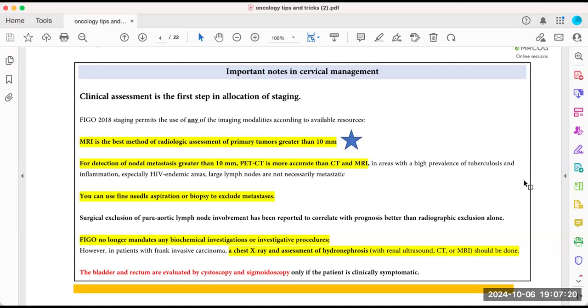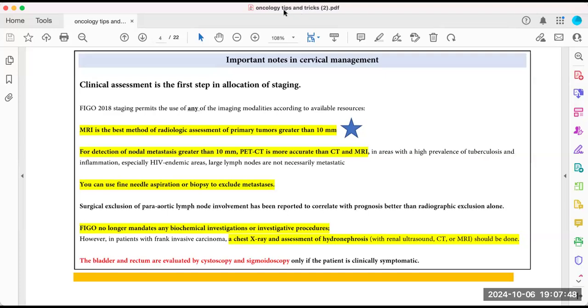Please be careful, this is in areas with high prevalence of tuberculosis and inflammation, especially HIV endemic areas. Large lymph nodes are not necessarily metastatic. So it has a role in the staging, but otherwise it's very useful in the recurrence. You can use fine needle aspiration or biopsy to exclude lymph node metastasis.